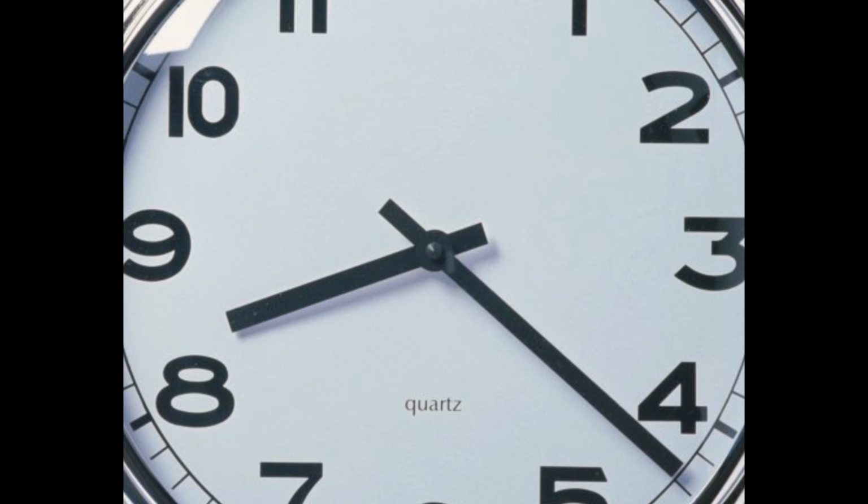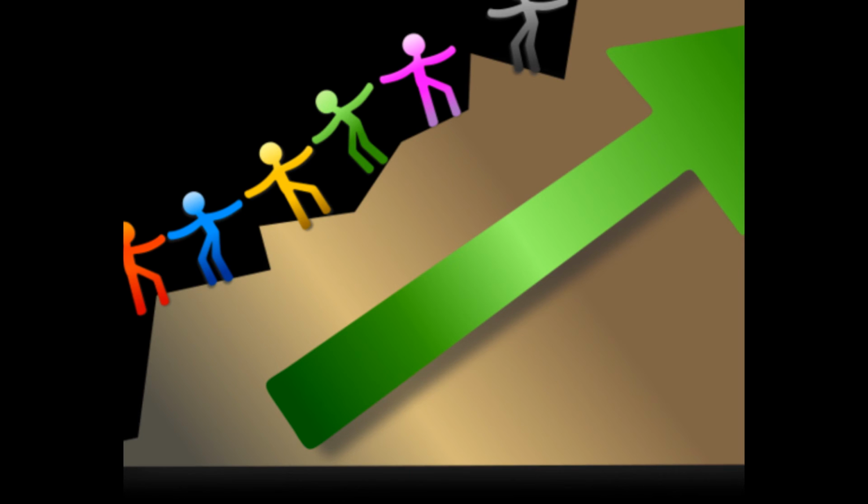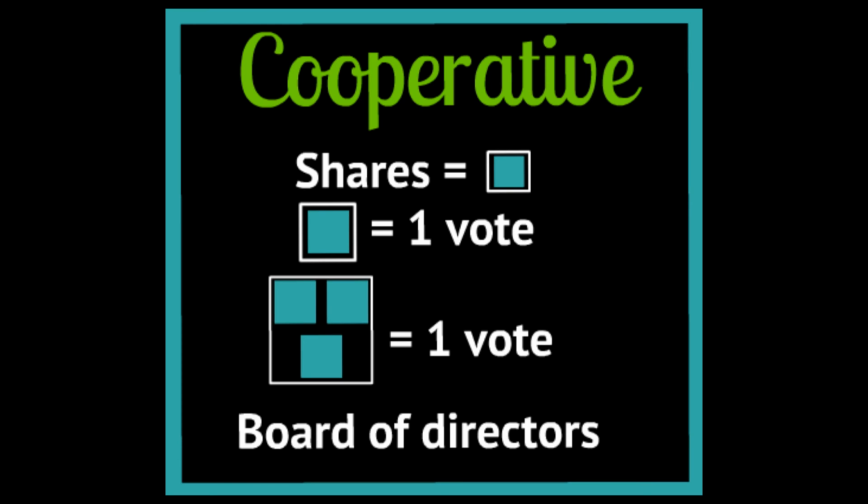The last type of business that I wanted to talk to you about is a cooperative. A cooperative is very similar to a corporation in that there are shares. But no matter how many shares that you own, you still get one vote.